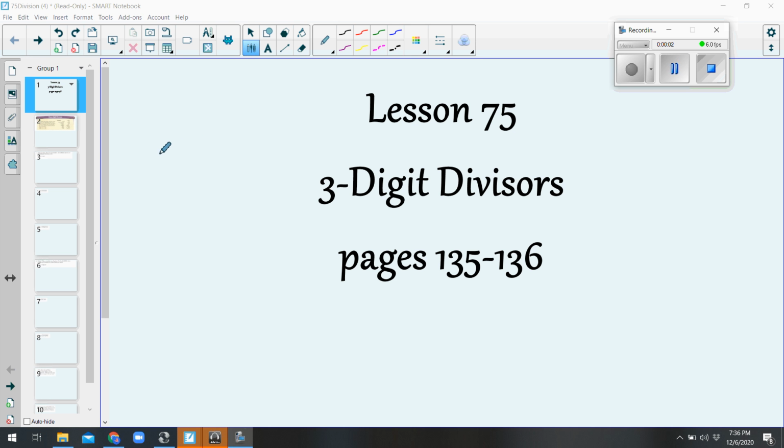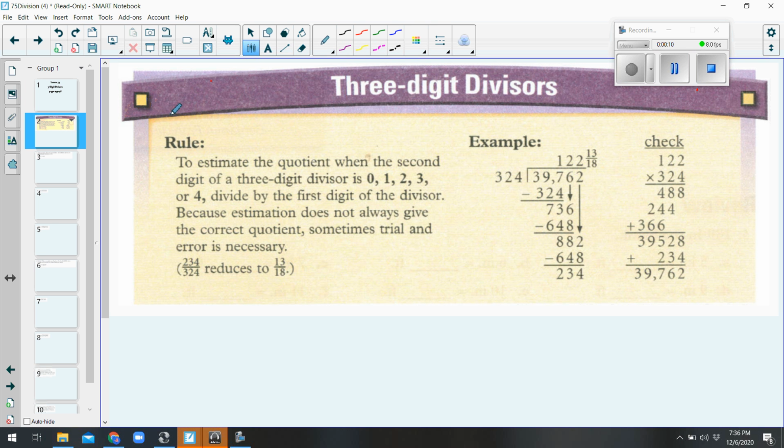Good morning. Today we're going to be doing lesson 75, three-digit divisors, pages 135 and 136. Today our division problems are going to be some pretty large division problems, so we will be doing a lot of estimating with these. As with any division problem, the first thing you need to do is find where your first number is going to sit.